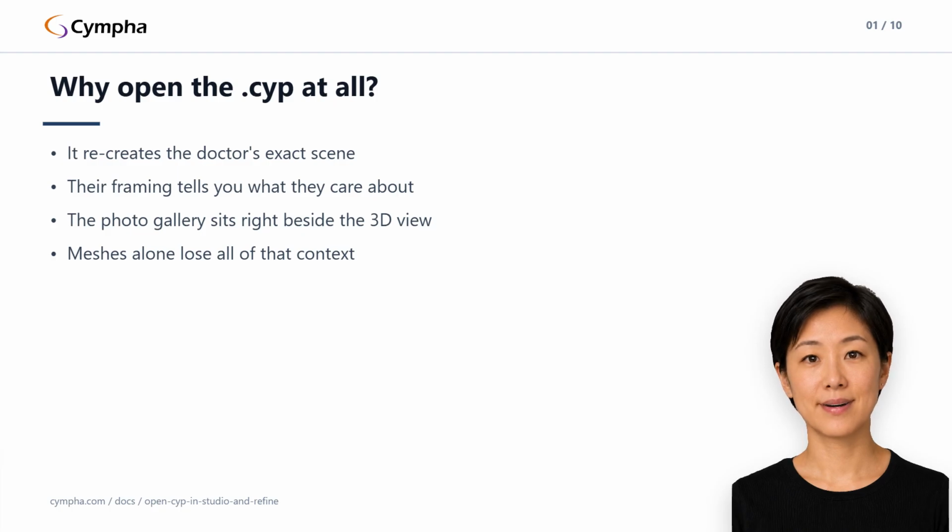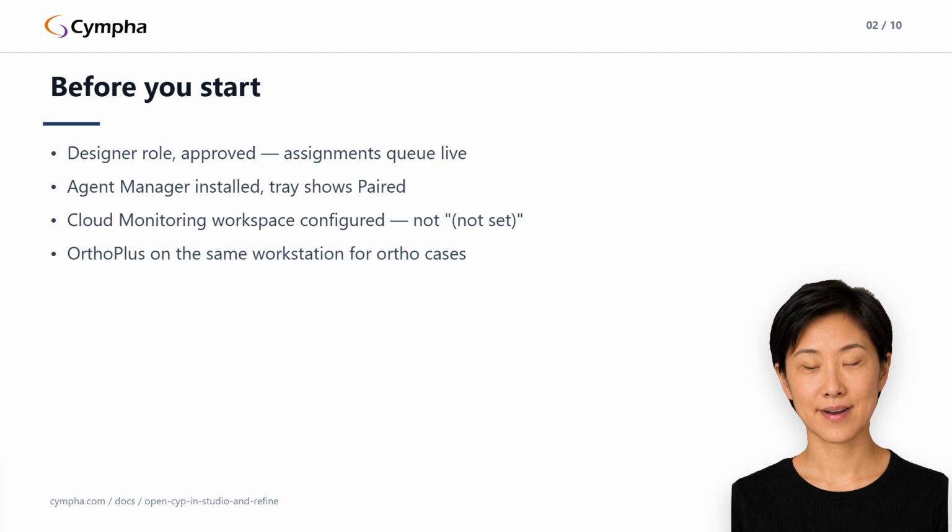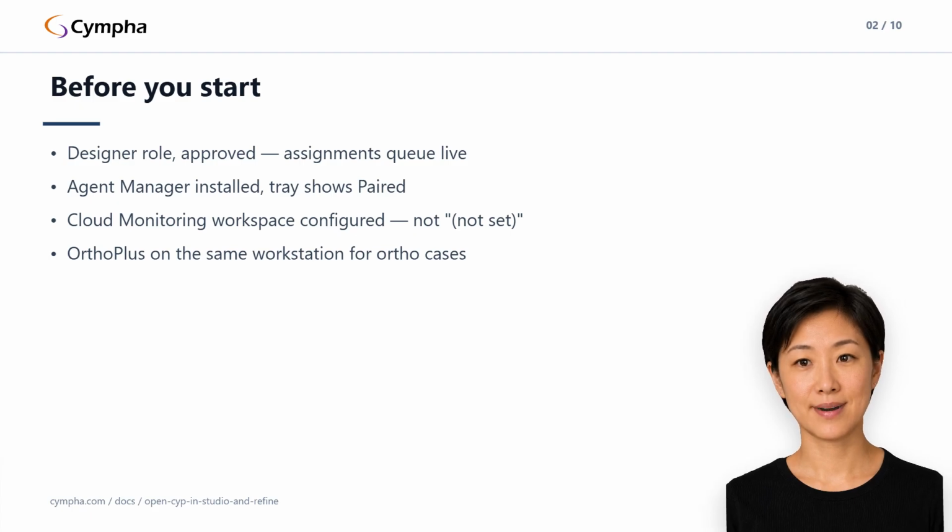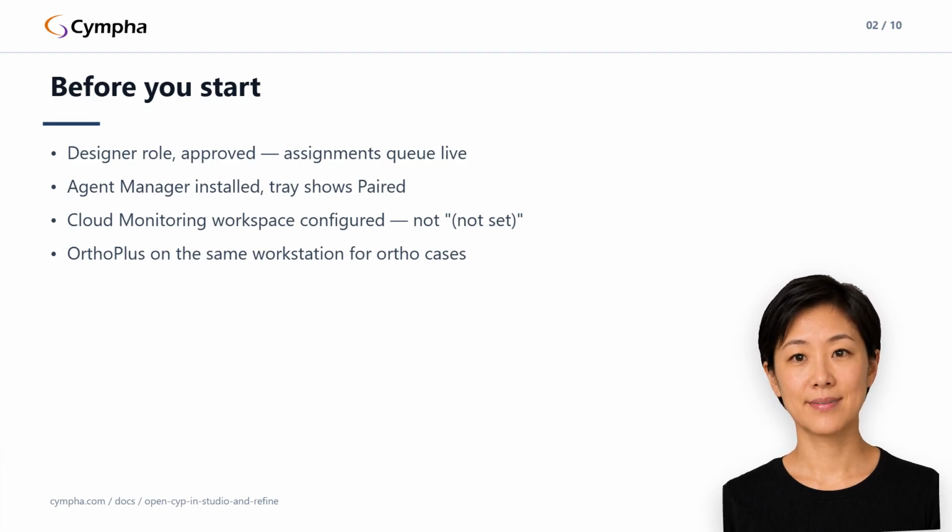A configured cloud monitoring workspace. Right-click the tray icon, open cloud monitoring, click configure workspace, and then use choose folder to pick one. The dialog reads not set until you do. There is no default path anywhere, and the moment you choose a folder, monitoring starts automatically. There's no separate start button to hunt for.